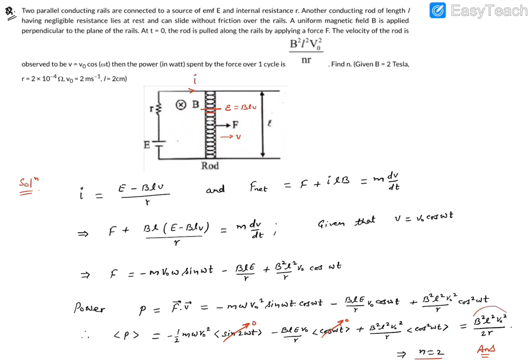So it will become B square L square V naught square by 2R. Then you compare this, so n must be equal to 2. So n must be equal to 2. That becomes our answer. Okay, thank you.